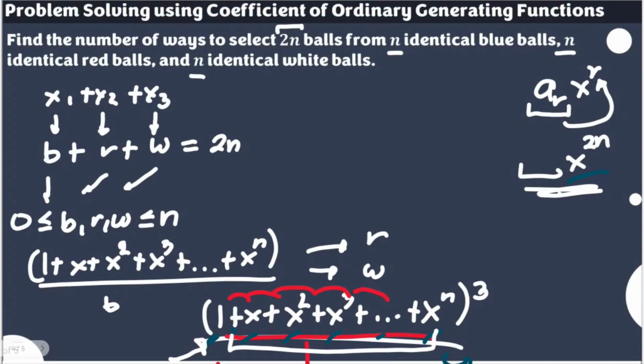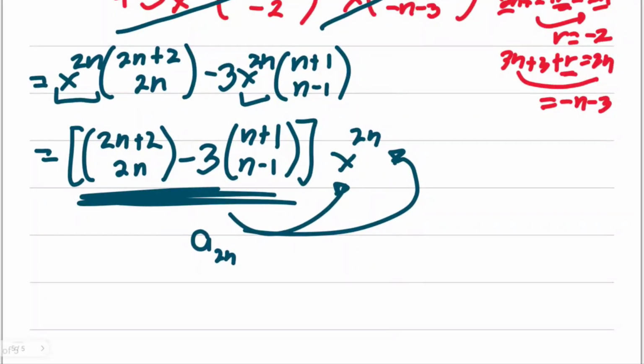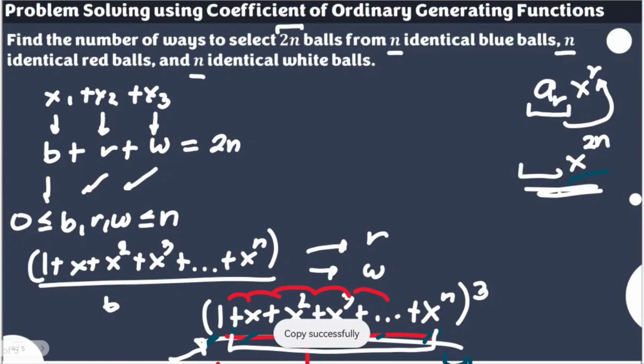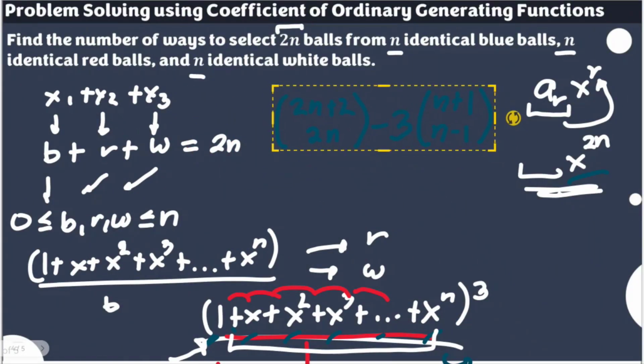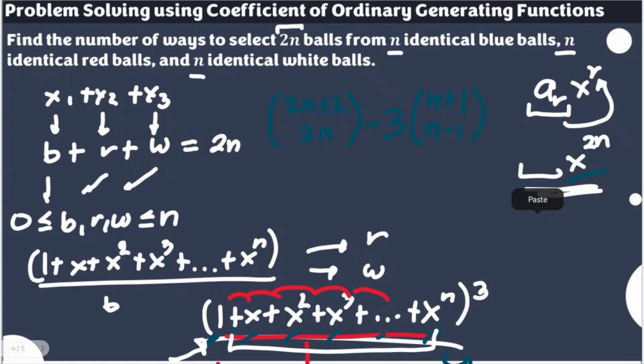So the answer again, if I'm correct to write here, let me just copy for the purpose of this. So here, this would be our answer. It's actually in blue, so let me rewrite that using another color, let's say red. You have here 2n plus 2 combination 2n minus 3 times n plus 1 combination n minus 1.